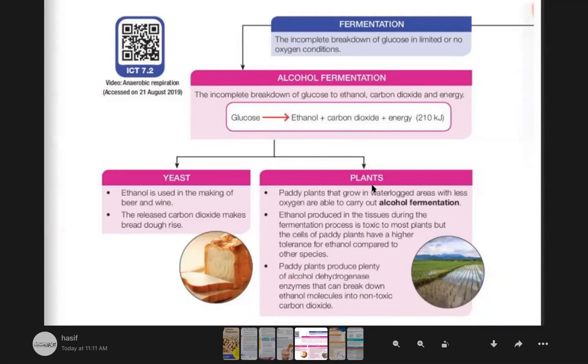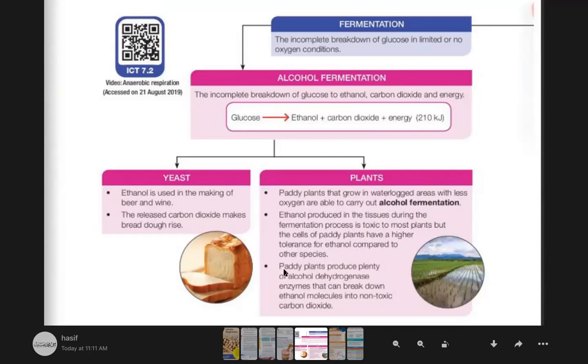Okay, lepas tu kalau plant, apa jadi? Awak tengok, padi plant that grow in a waterlogged area with less oxygen are able to carry out alcohol fermentation. Sebagai contoh, dekat padi ni kan, usually ada banyak air yang bertakung. Bila banyak air bertakung, maksudnya adalah kuranglah oksigen yang akar tu boleh absorb. So alternatively, in order to survive, they will do alcohol fermentation. So ethanol produced in the tissue during fermentation is toxic to most plant, but the cell of the paddy have higher tolerance for ethanol compared to other species.